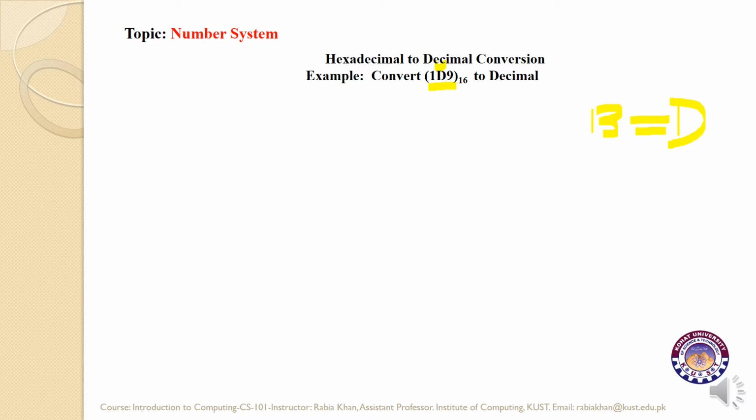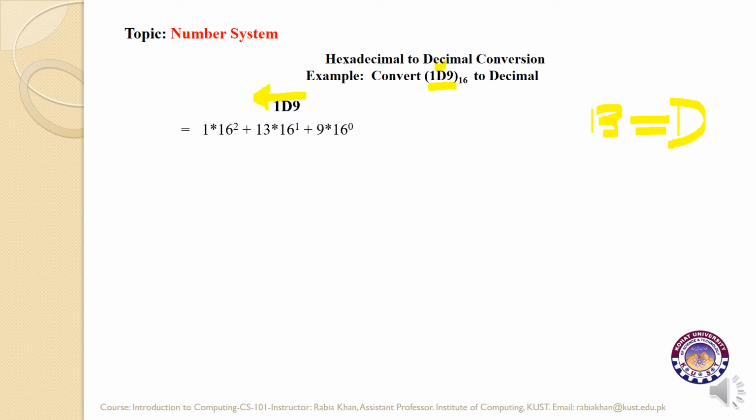First, we have to multiply every digit in the given hexadecimal number by a power of 16. The power of 16 starts from 0, and the multiplication process moves from right to left. So let's begin the process. The given number is 1D9. That means 1, 13, 9. So we multiply every digit by a power of 16, starting from right to left.